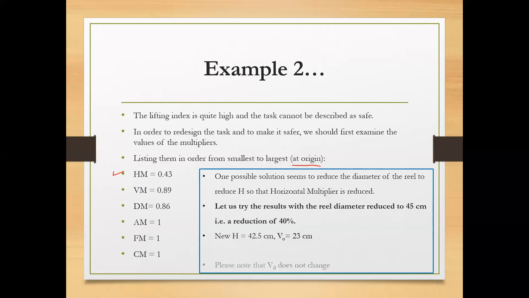Now what else will change? V destination will not change. V origin will change. The vertical distance at the origin will change, but it will not change at the destination.